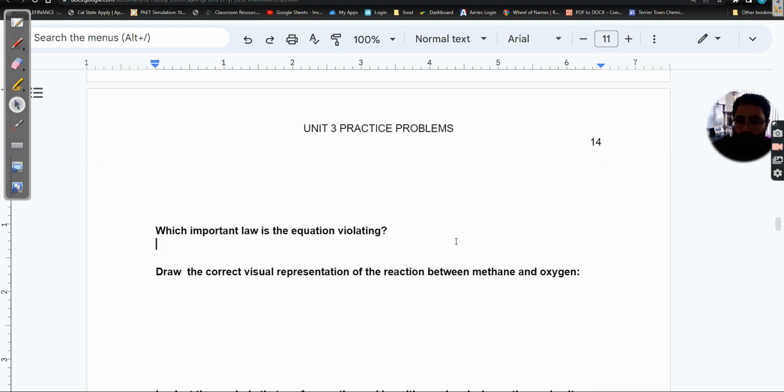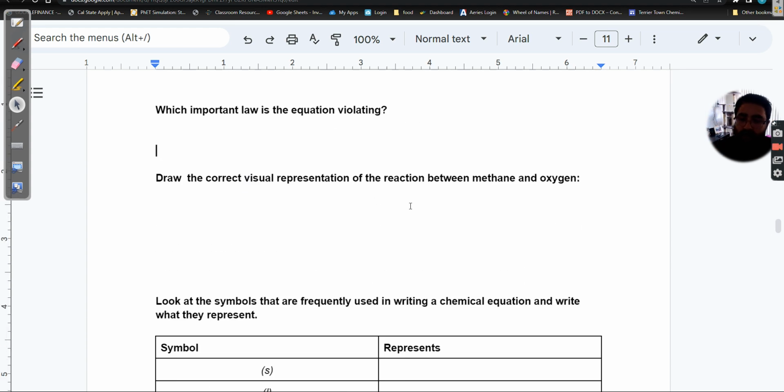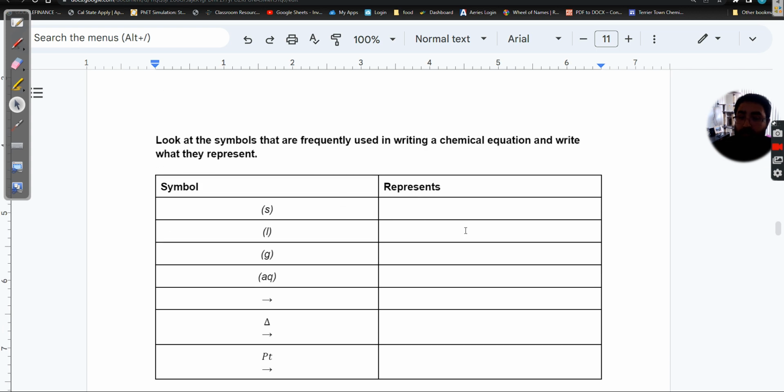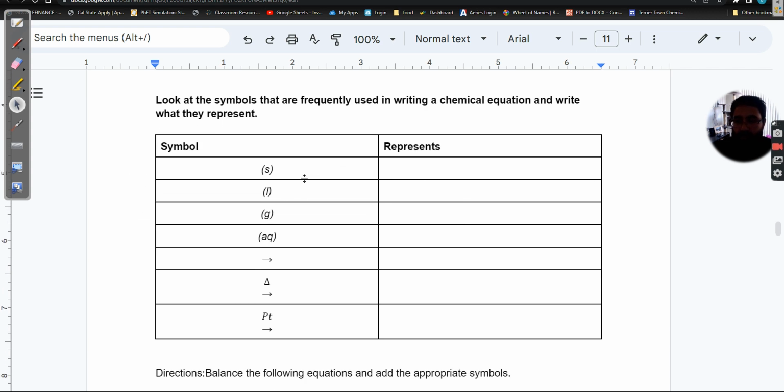Oh, and you should have already drawn these, okay? These symbols. Ooh, I didn't get to talk about these symbols, right? So solid, liquid, gas. This is aqueous. The arrow means to produce or to yield. The triangle on the top, the delta. Whenever you see the triangle, that means delta. Normally, it means change, but when you write it on an arrow, that means that heat is added.